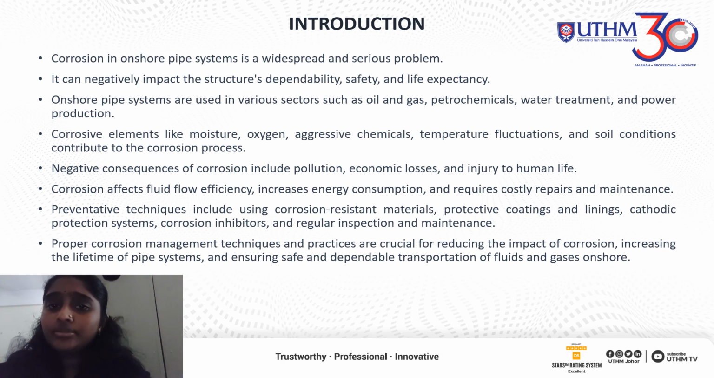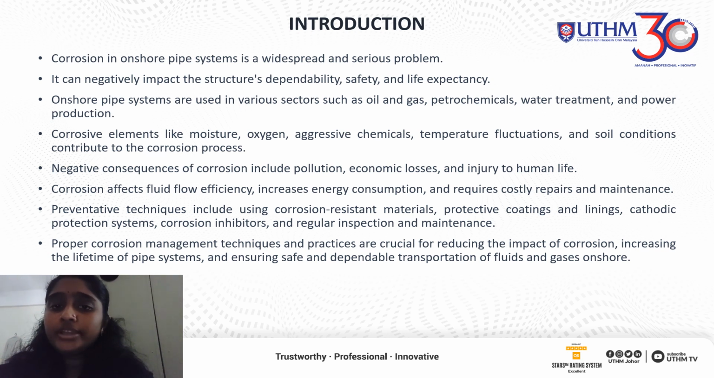Onshore piping systems are used in various sectors such as oil and gas, petrochemicals, water treatment and power production. Corrosive elements like moisture, oxygen, aggressive chemicals, temperature fluctuations and soil conditions contribute to the corrosion process. Negative consequences from corrosion include pollution, economic losses and injury to human life.